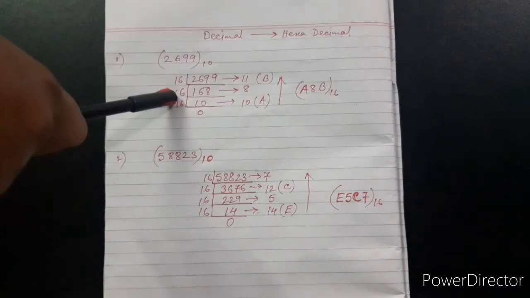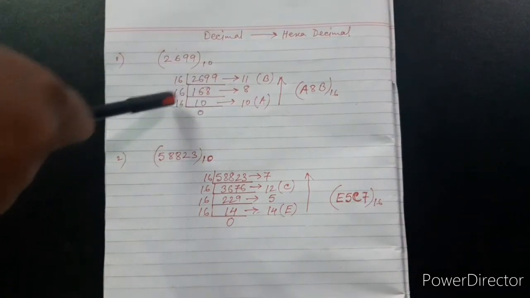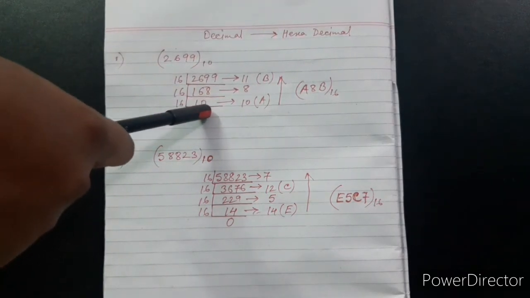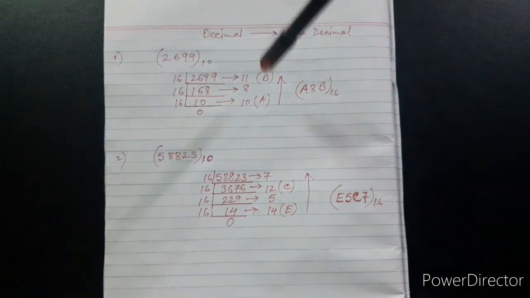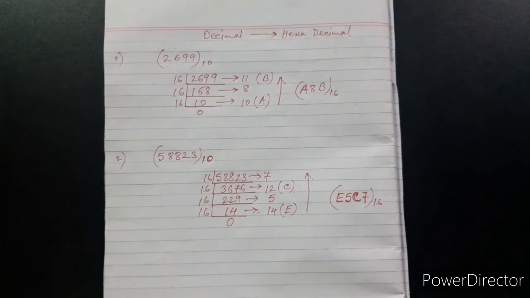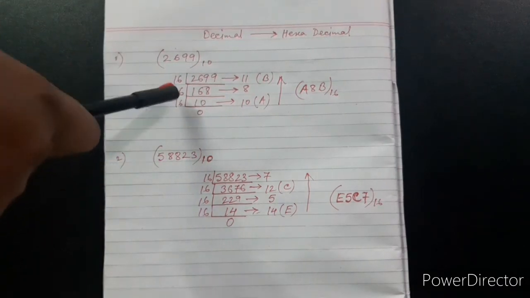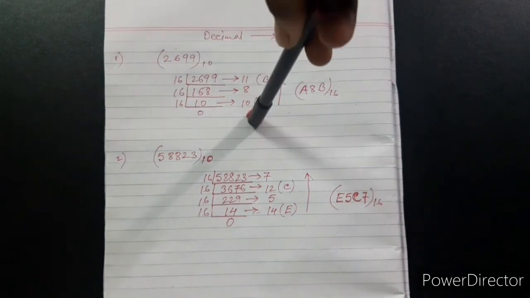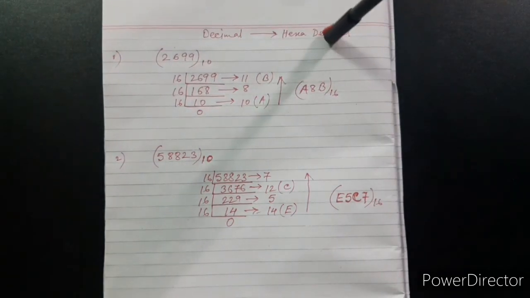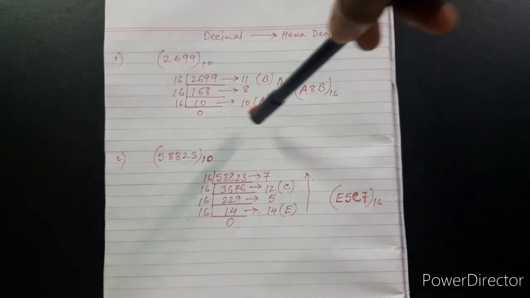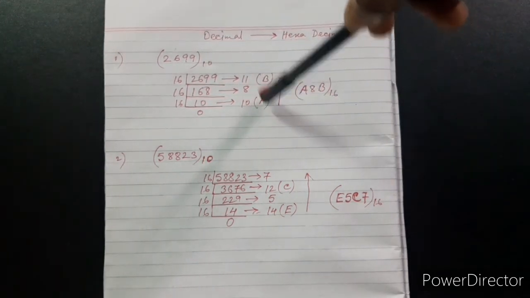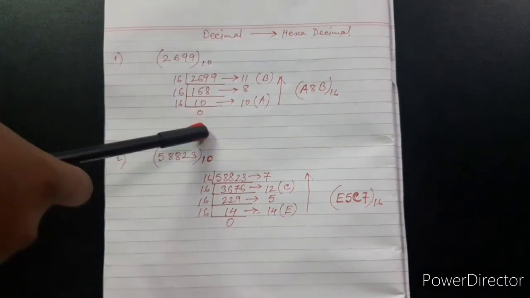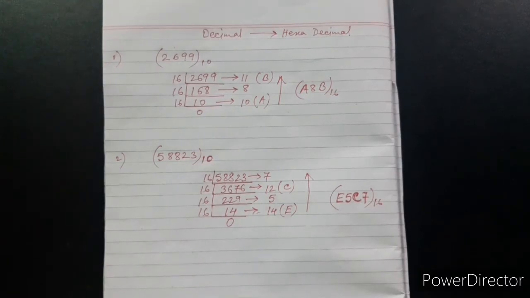Next, again we divide this quotient by 16. The next quotient is 10 and the remainder is 8. Again we divide this 10 by 16. So the quotient is 0 and the remainder is 10. And the hexadecimal representation of this 10 is A. So we write here A. Now we get 0 as quotient, so we stop the division.